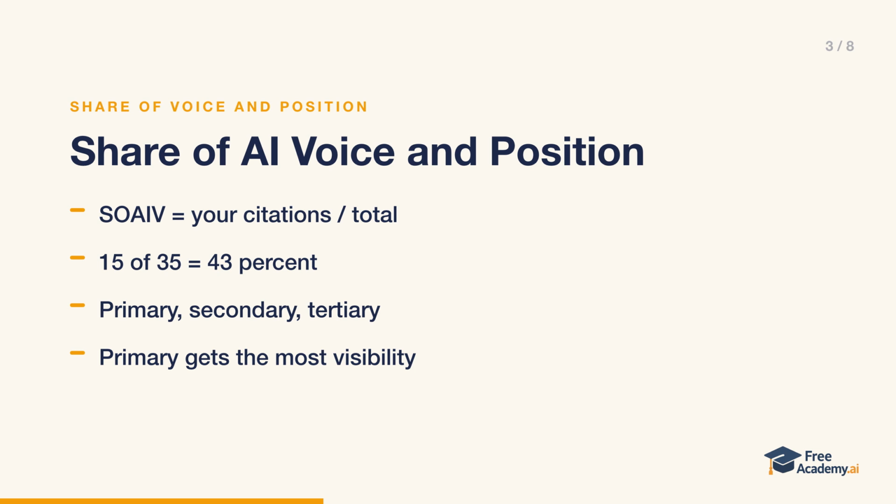Citation position is about where you appear in those citations. You can be a primary source, meaning first or most prominently cited. You can be a secondary source, supporting or additional. Or you can be a tertiary source, a minor mention or footnote. Primary citations get more visibility and may correlate with click-through.